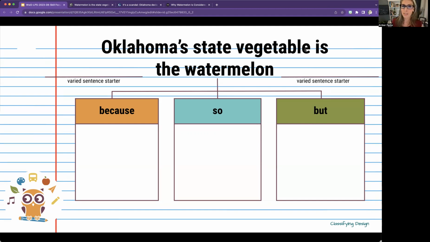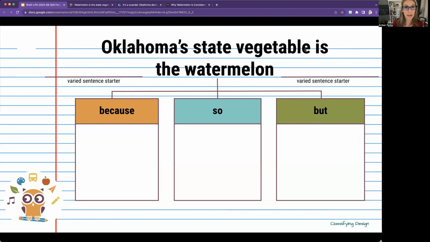Or so news articles were written about us that made Oklahoma seem like we didn't know our difference between vegetables and fruit. Or so no one would ever forget what our state vegetable is, right? You can think about the consequences, the effects, what happened next after the state vegetable is the watermelon is known, right? What's the effect of that?